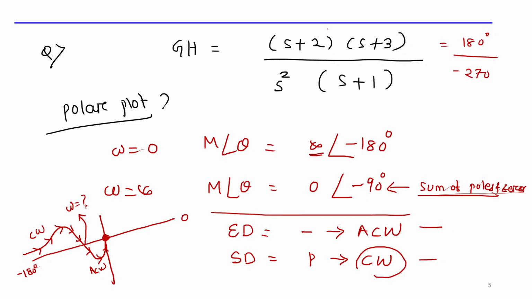Omega is a point which is on the real axis. So what you do is keep the real parts and make the imaginary part equal to 0. The imaginary part is the odd part, so make the odd part equal to 0.